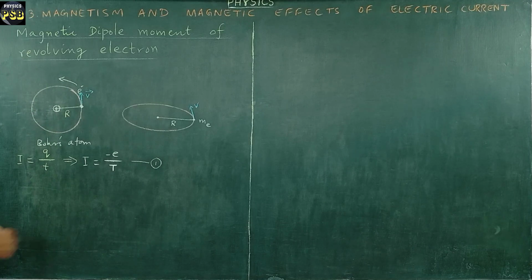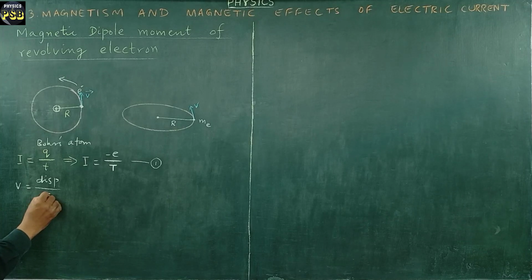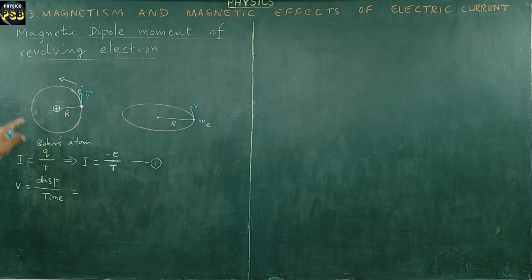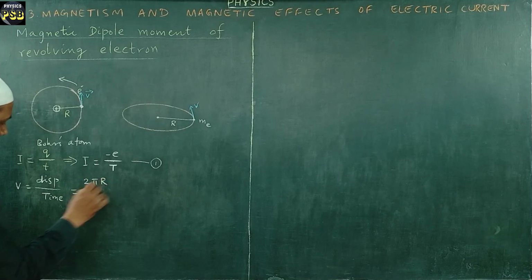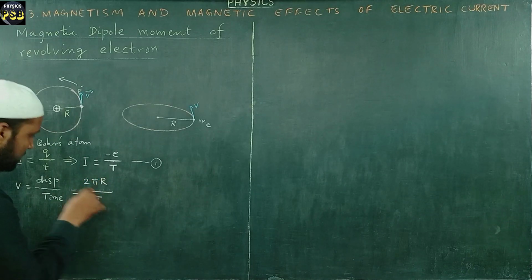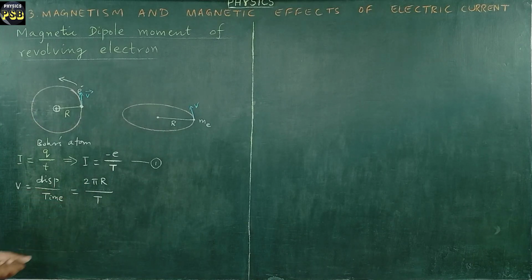The velocity with which electrons move in a circular orbit is obtained by dividing the displacement covered by the electron around the nucleus by the time. The time is nothing but the time period. Here, the displacement covered by the electron around the nucleus is given by the circumference, that is 2 pi r. Time period is T here. So we obtain v equals 2 pi r upon T.